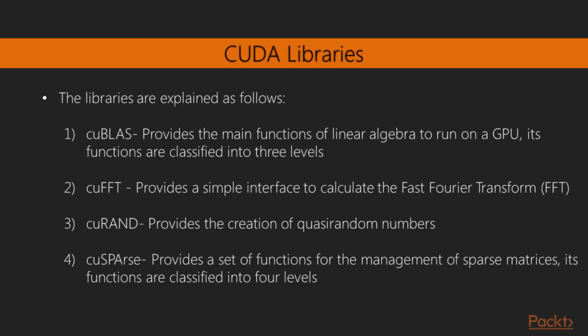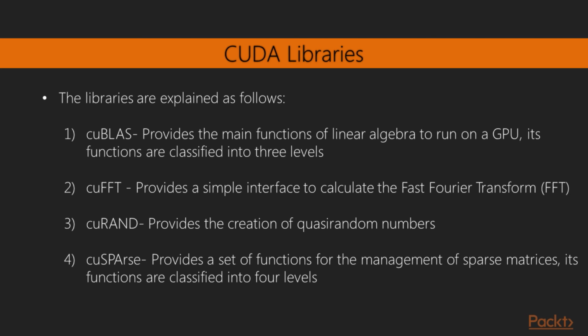2. cuFFT. This provides a simple interface to calculate the fast Fourier transform, FFT, in a distributed manner on an NVIDIA GPU, enabling you to exploit the parallelism of the GPU without having to develop your own implementation of the FFT. 3. cuRAND. This library provides the creation of quasi-random numbers. A quasi-random number is a random number generated by a deterministic algorithm.